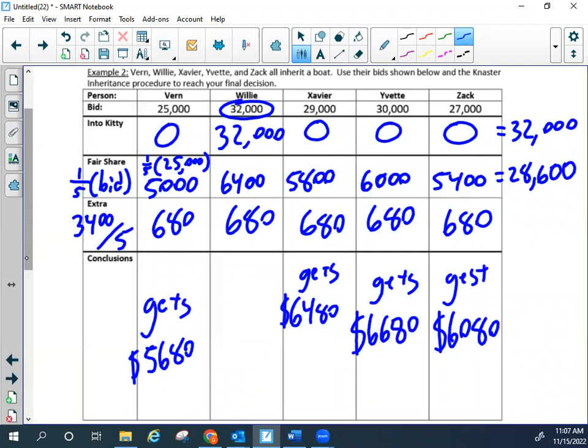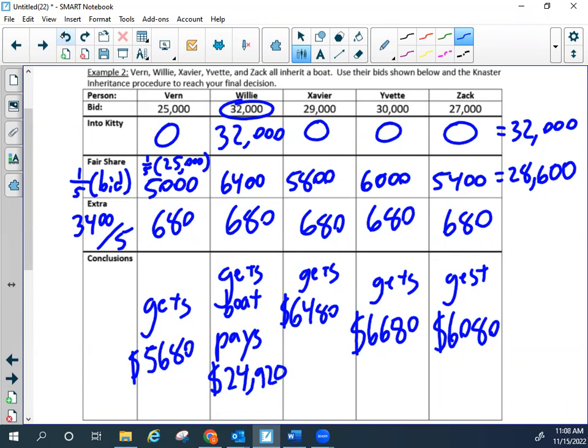Willie, if we look at what he got, it looks like he got $7,080 by adding these two columns up. But remember, we need to subtract his contribution to the kitty. He started out by losing $32,000, and then he just gets a little bit of it back. So he gets the boat, but he ultimately pays $24,920 for it.